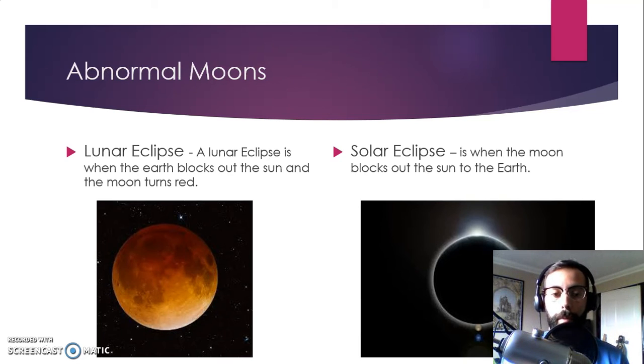We also have abnormal moons, the first one being the lunar eclipse. A lunar eclipse is when the Earth blocks out the sun and the moon turns red. A solar eclipse is when the moon blocks out the sun to the Earth, and you can see both pictures below. These ones you don't have to make with your Oreos, so don't worry about that.